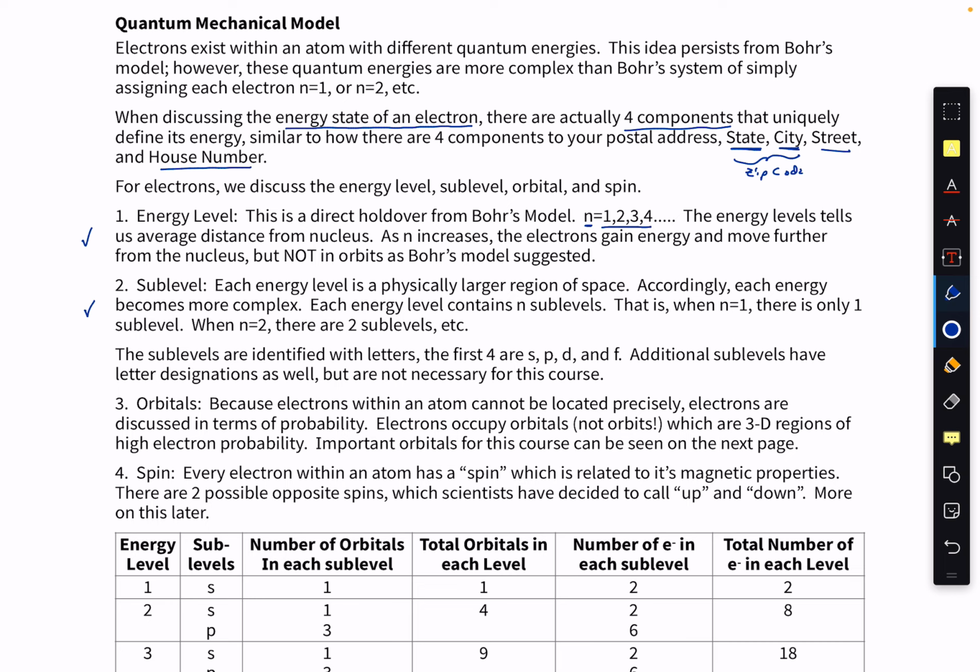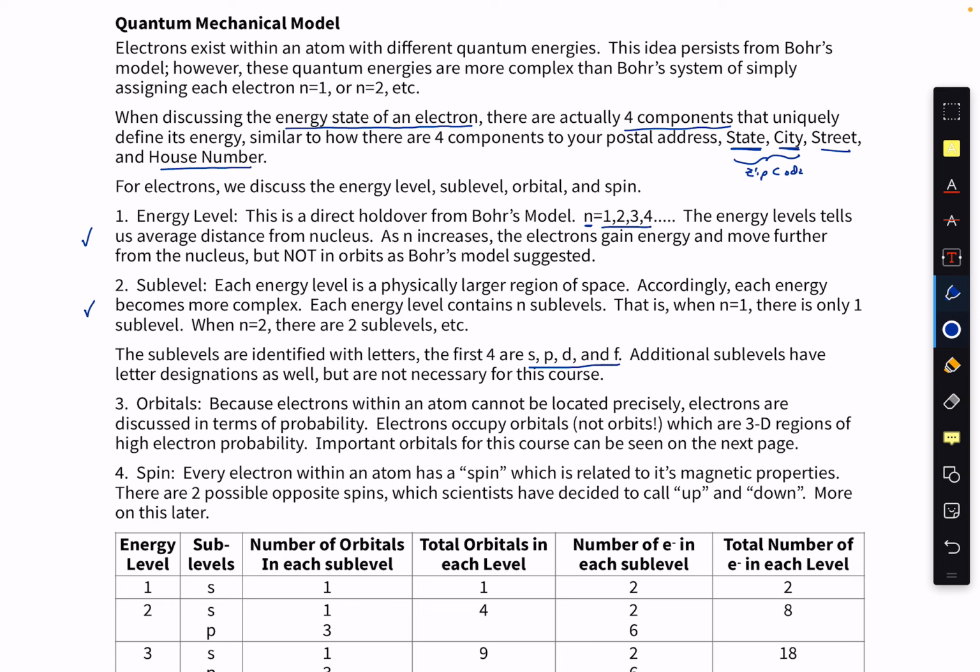The sublevels are identified with letters. The only 4 that you need to know are the first 4, S, P, D, and F. In the first energy level, we only have S, because when n equals 1, you can only have one sublevel. So we just get S in the first level. In the second level, we get S and P. In the third level, we get S, P, and D. In the fourth energy level, we get S, P, D, and F.